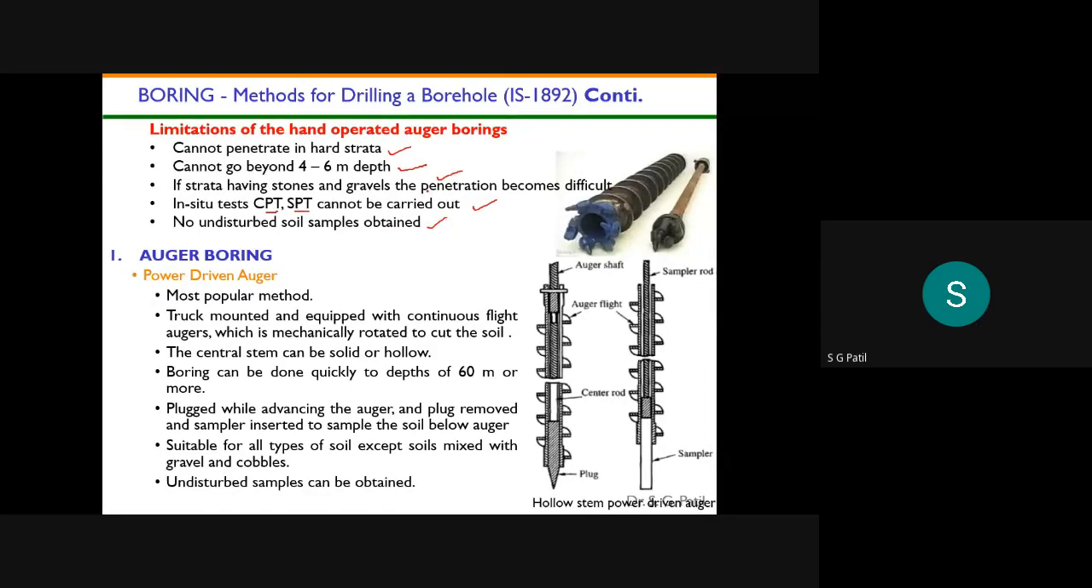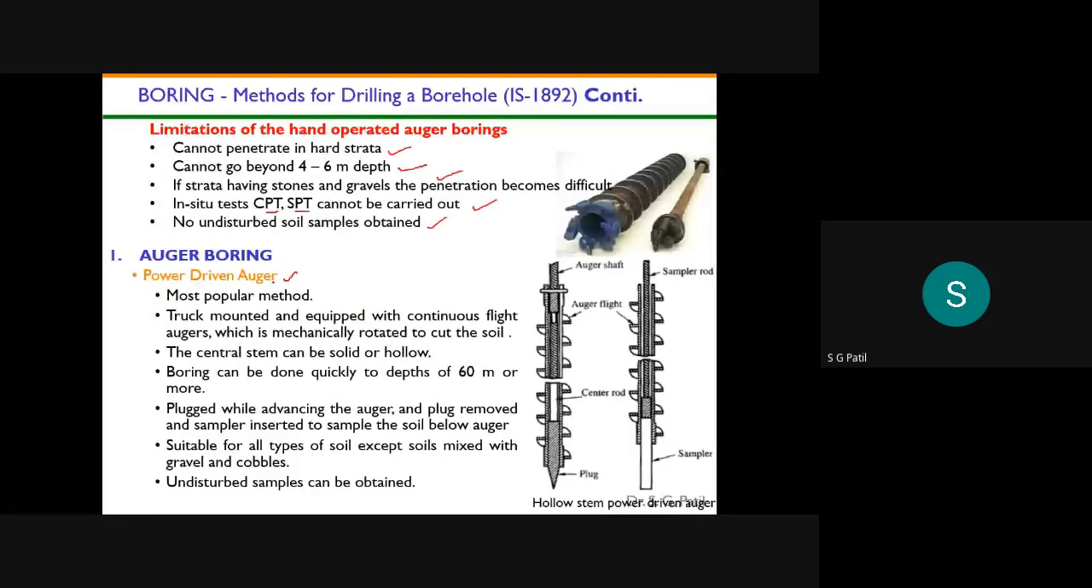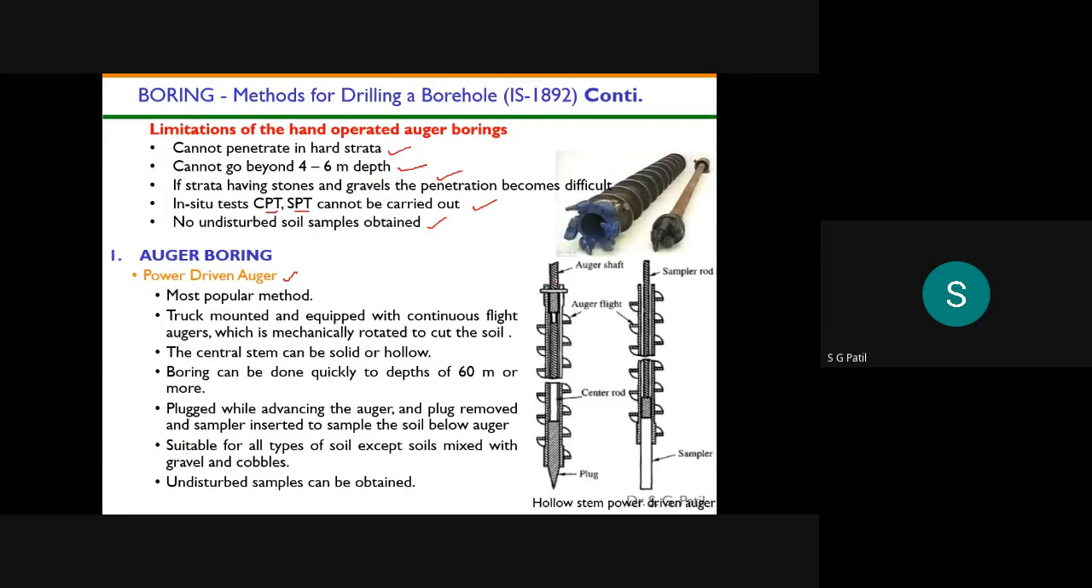And then coming to the power driven augers. In the auger system, the first one we discussed was the hand operated auger. Now we will see the power driven auger. Power driven auger means that instead of manually pushing and rotating the augers, we use machines. With the help of those machines, we push the auger and at the same time rotate it.